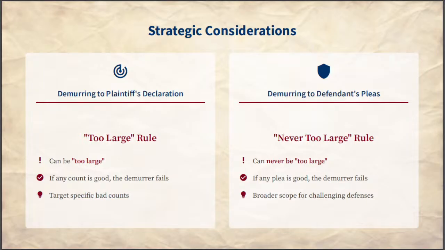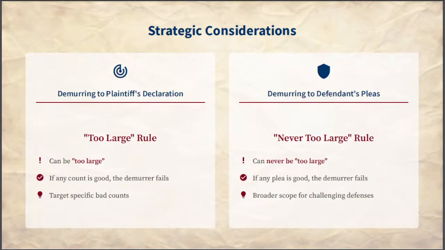Again, this gets to the core. If it's going to a bunch of different counts within the action, and any one of them is good, the demurrer fails, because the demurrer is attacking all of them. It's not selective. It's saying that there's a lack of legal cause here.